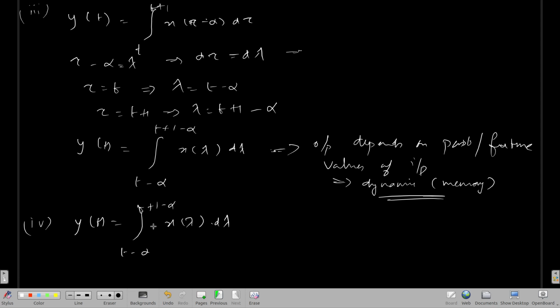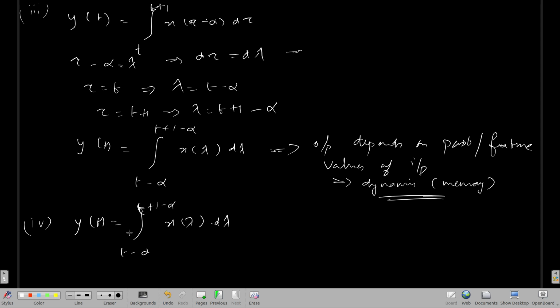So for causality, it should depend only on the present and past values. So anyway, the system here, the output depends on present or past values. It is a memory system, so it is established. So we need to see whether it is causal or non-causal.